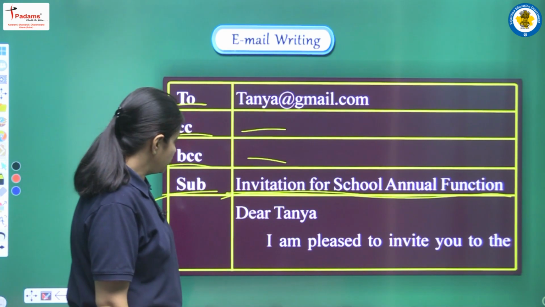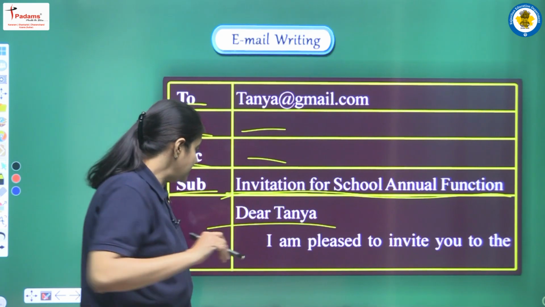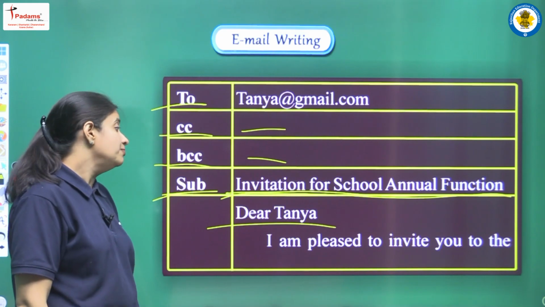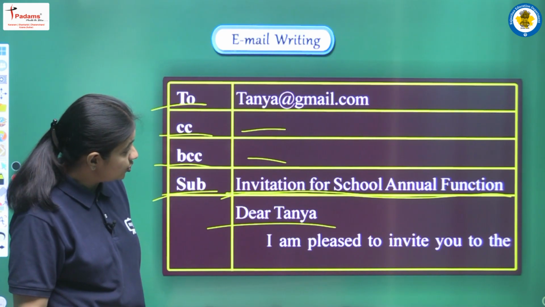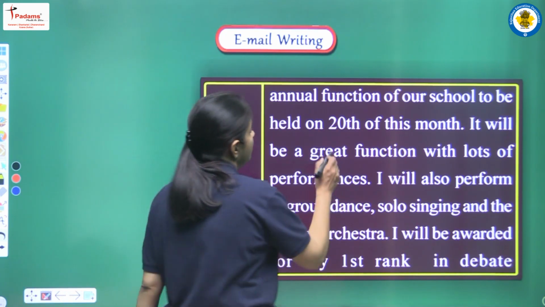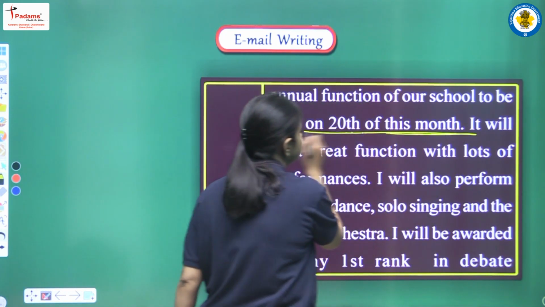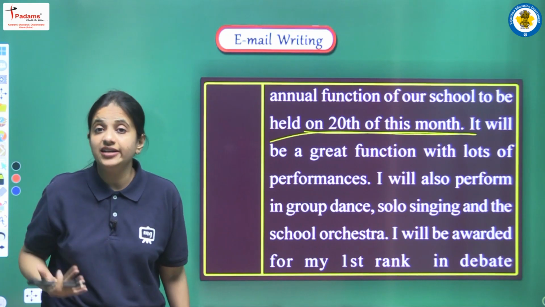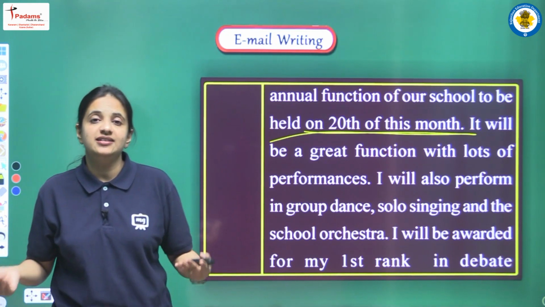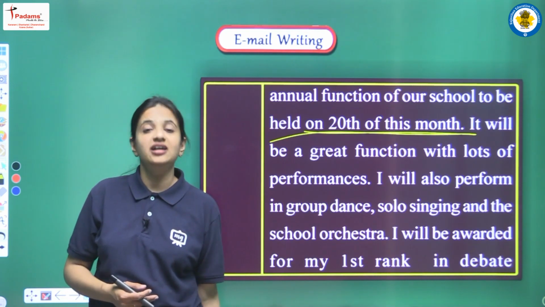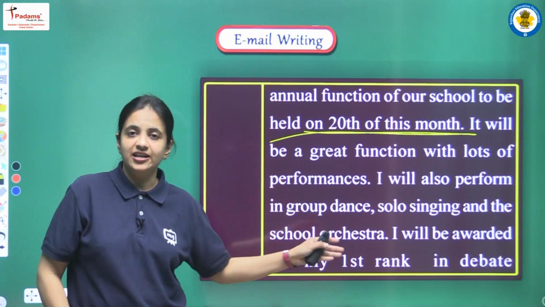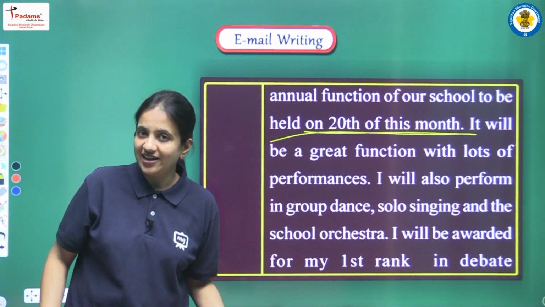So let's see. First of all, we are addressing our friend as dear Tanya. Next I am writing, I am pleased to invite you to the annual function of our school to be held on 20th of this month. So we are inviting our cousin. So you know, as I have told you earlier, that no unnecessary or general talking should be there. The email should be to the point only. So we are starting with the point only, that why we are writing the email.